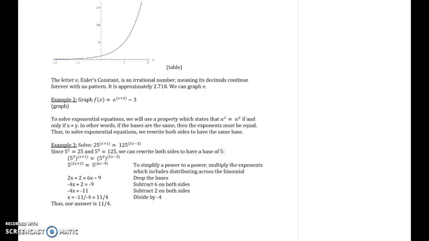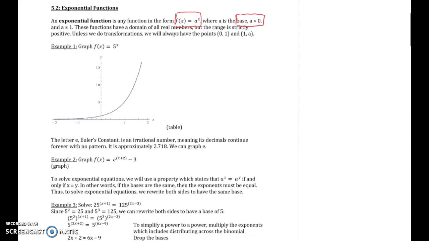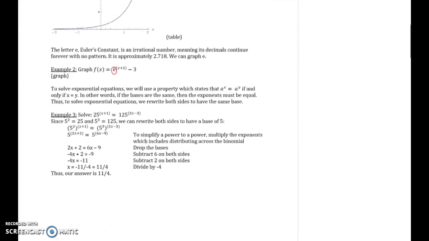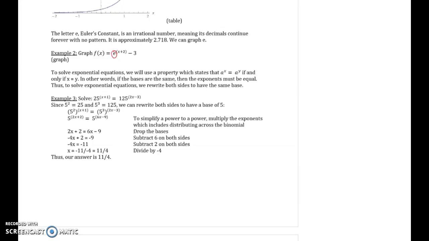To graph an exponential function, you take your calculator, you plug that inside your calculator, and you will have this exponential function. No matter what the base is, I would just tell you that e right here is a base, okay? But we'll go back to that later.